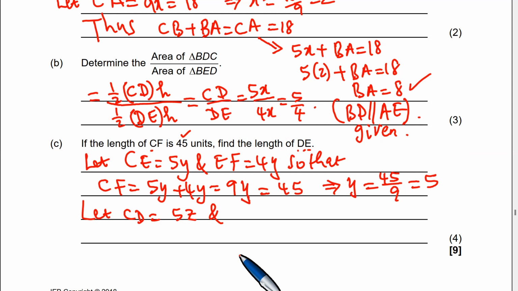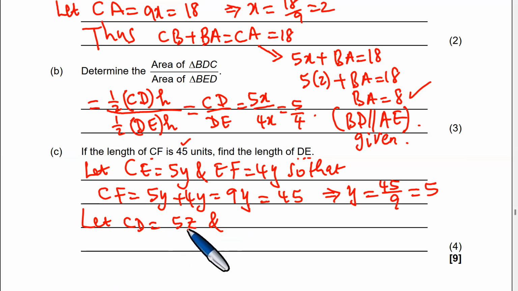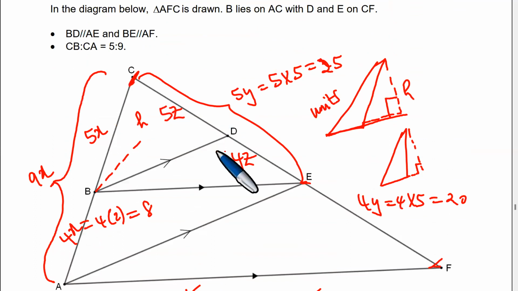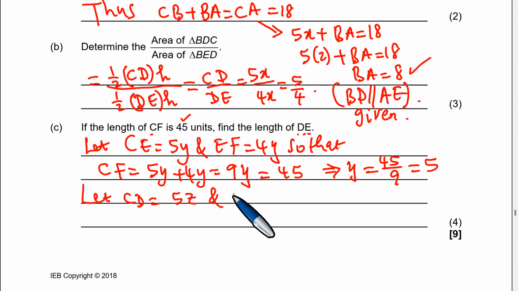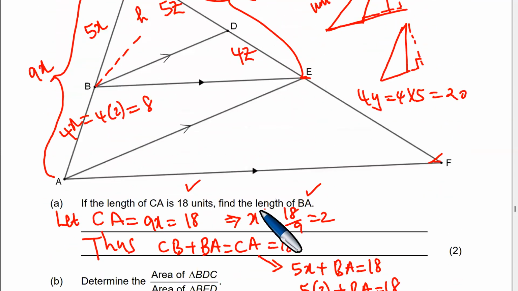All right. That's excellent. All right. So you have CD equals 5Z. And what else? CD is 5Z and DE. And DE is equal to what? Is 4Z.